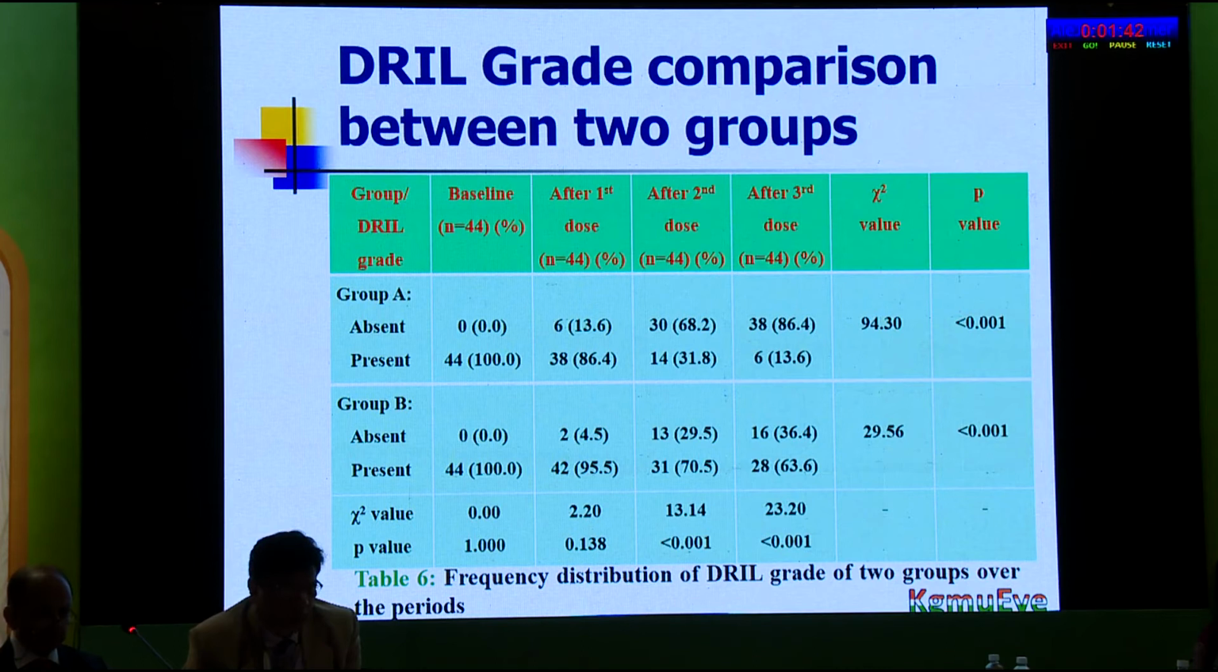In group B, which received triamcinolone acetonide, the DRIL decreased. After the third dose, the DRIL was absent in only 16 patients, which is 36.4%, and it is present in 64% of the patients. Comparing the two groups, we found that the data is statistically significant with a p-value of less than 0.001.